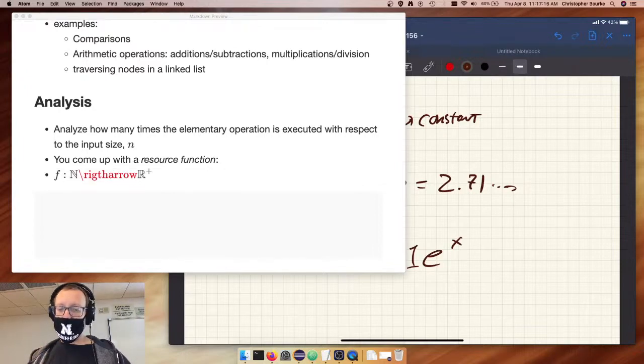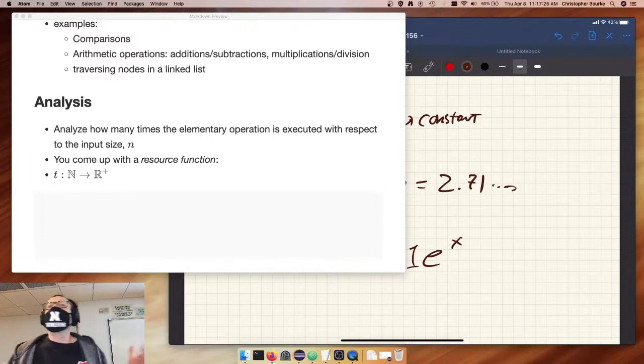Right. Oh, because I misspelled it. Okay, I like that. All right. So F, in fact, I'm not even going to call it F. I'm going to call it T for time. Time resource, if you want to think of it that way. If you want to think about it as memory, maybe you call your function M instead.